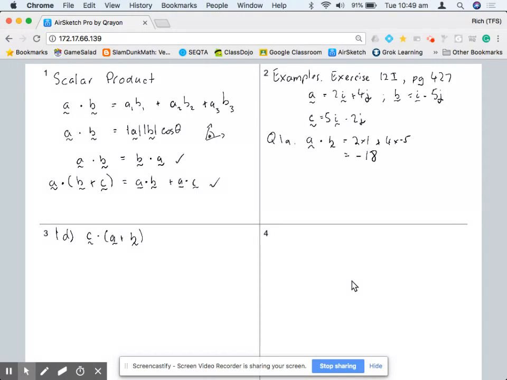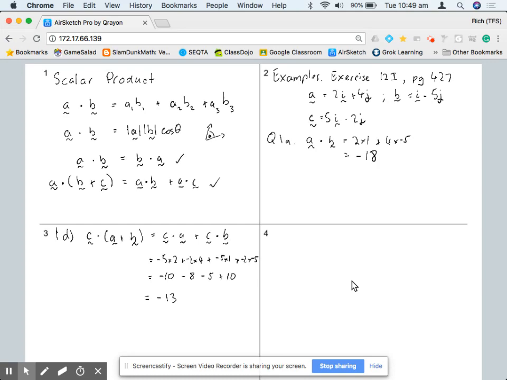Now I'm going to do this in 2 different ways so you can see that it is consistent. By using the distributive law, that's equal to C vector dot product with A vector plus C vector dot product with B vector. And that gives us minus 5 times 2 plus minus 2 times 4 plus minus 5 times 1 plus negative 2 times negative 5. That gives me negative 10 minus 8 minus 5 plus 10, and that gives us negative 13. Is that okay?